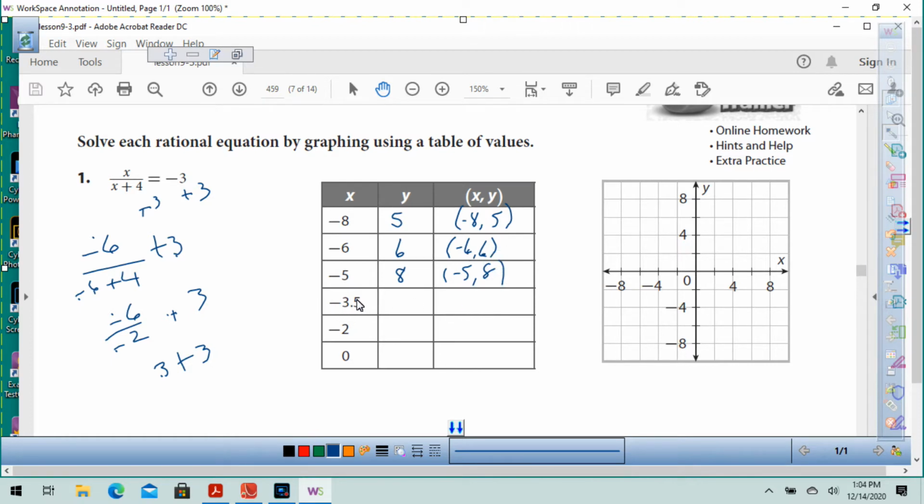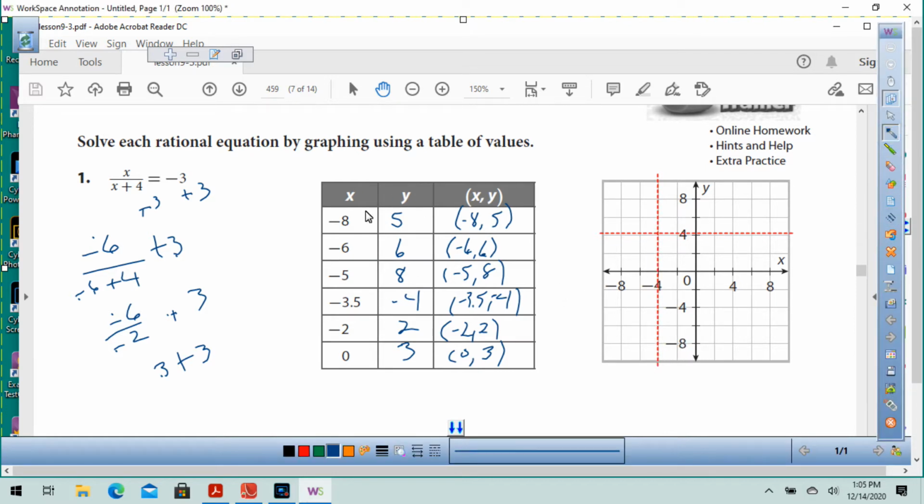Then negative 3.5 gives you negative 4. Negative 2 gives you 2, so negative 2 and positive 2. And 0 gives you 3, so you have 0, 3. Now, what you can't see just yet is you're going to have a horizontal asymptote at y equals 4, and a vertical asymptote at x equals negative 4.